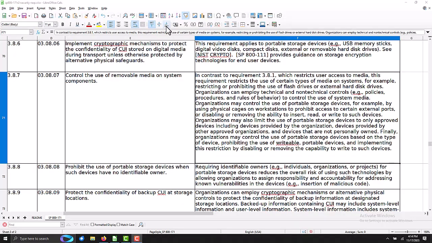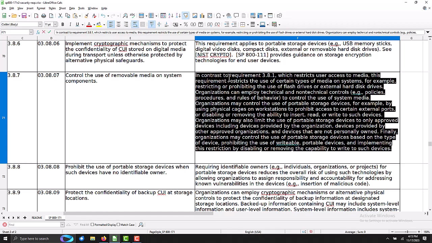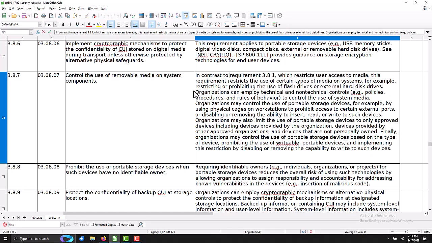Our control for today is 3.8.7. It says control the use of removable media on system components. That's what this entire family of controls is all about, right? So let's deep dive into what it says here. In contrast to requirement 3.8.1, which restricts user access to media, this requirement restricts the use of certain types of media on systems. So this seems like a duplicate control, but there's usually some kind of subtle difference in there. The subtle difference is the thing you're trying to highlight with both controls.